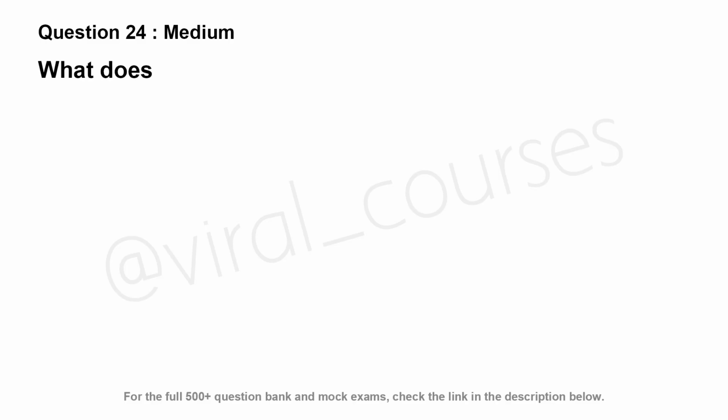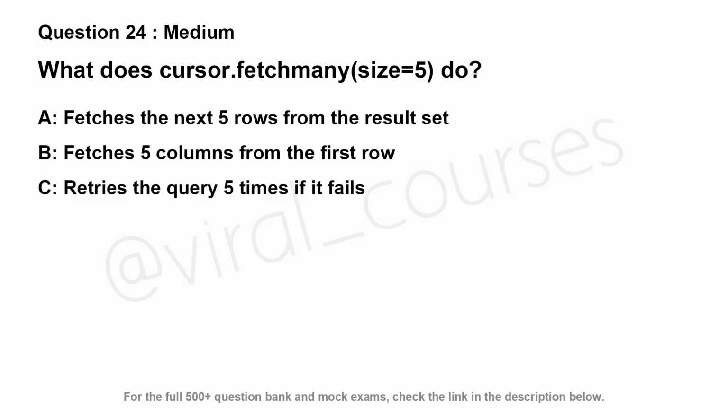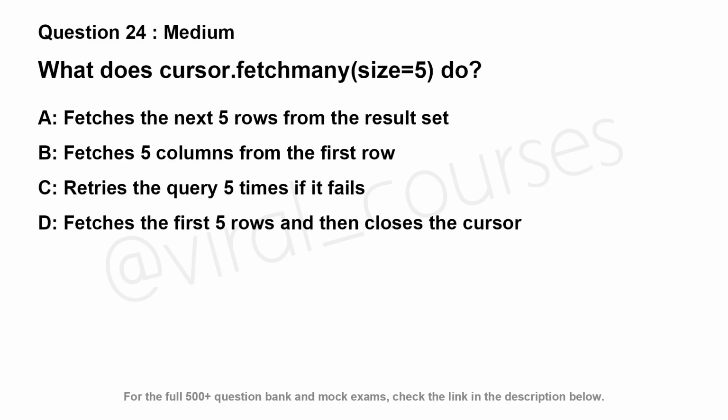What does cursor.fetchmany(size=5) do? Option A. Fetches the next 5 rows from the result set. Option B. Fetches 5 columns from the first row. Option C. Retries the query 5 times if it fails. Option D. Fetches the first 5 rows and then closes the cursor.